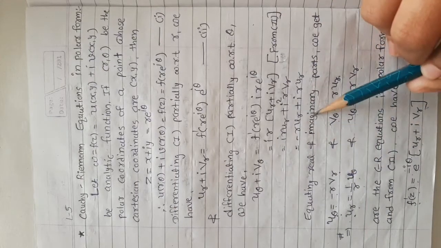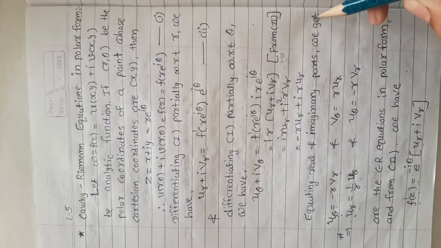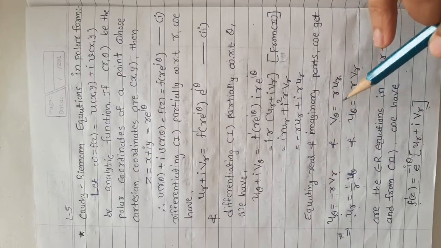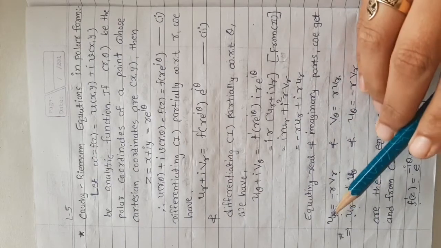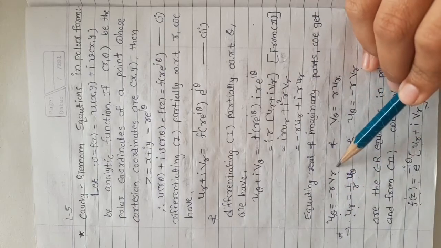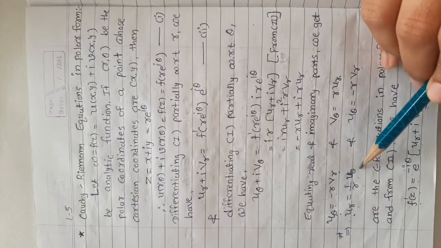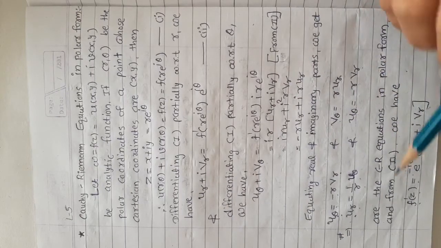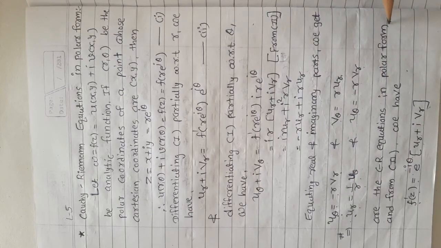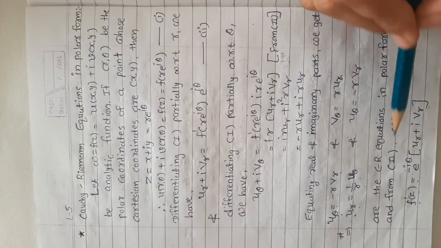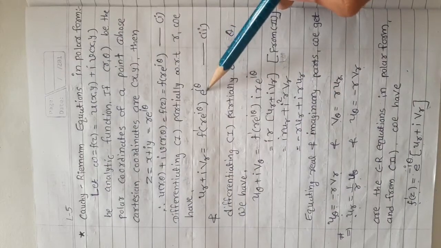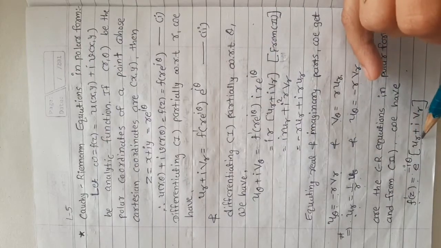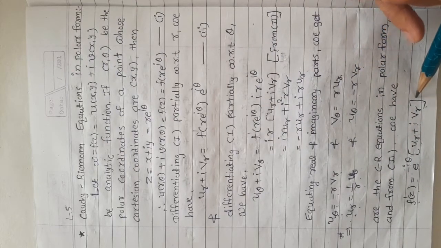Now equating real and imaginary parts, we get u_θ = -r v_r and v_θ = r u_r. Therefore u_r = (1/r) v_θ and u_θ = -r v_r. These are the CR equations in polar form. And from equation number 2, we have f'(z) = e^(-iθ)(u_r + i v_r).